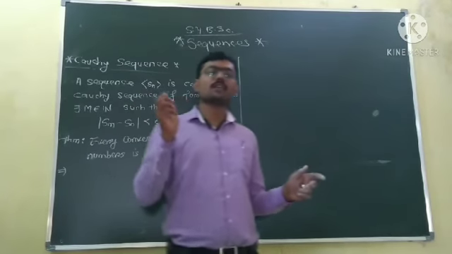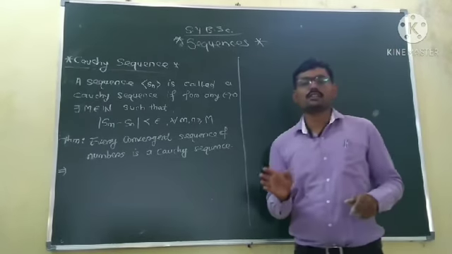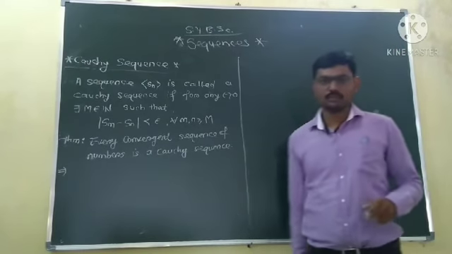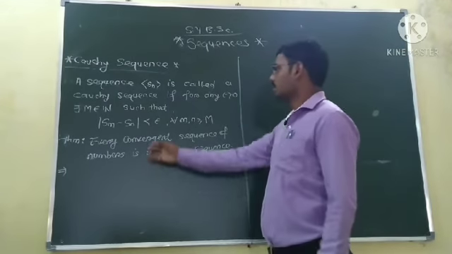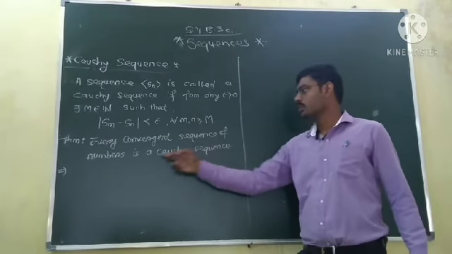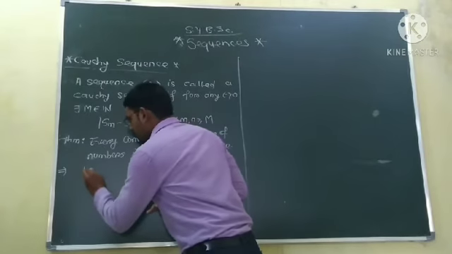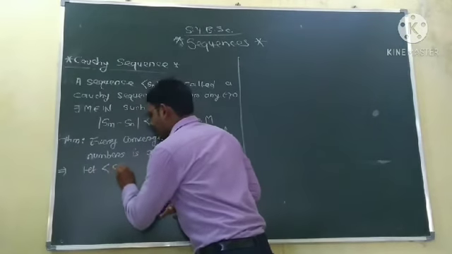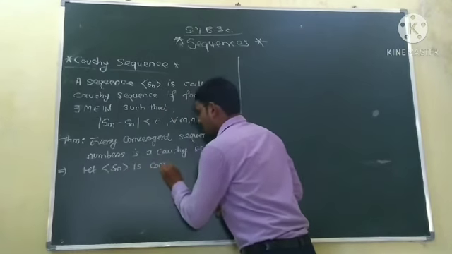In this theorem, we have to prove that every convergent sequence is a Cauchy sequence. It is a very simple, very easy proof. Let's assume that the sequence Sn is a convergent sequence and prove that the sequence Sn is a Cauchy sequence. So let the sequence Sn be convergent.